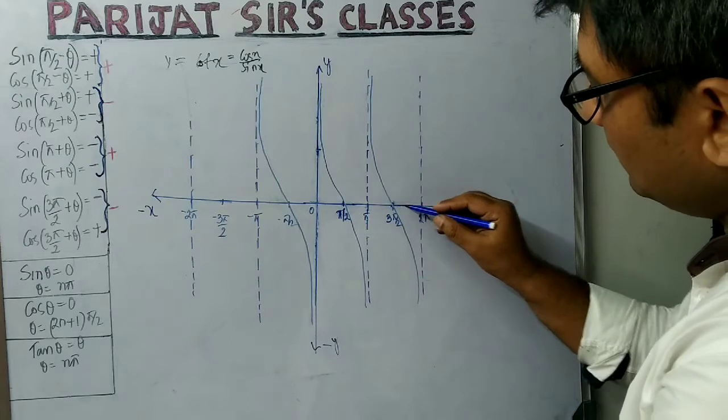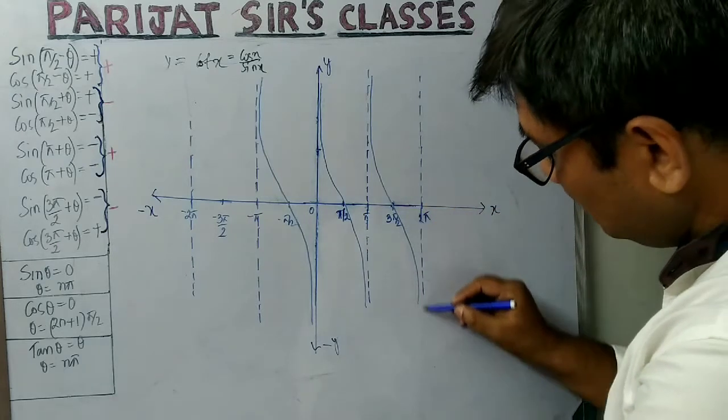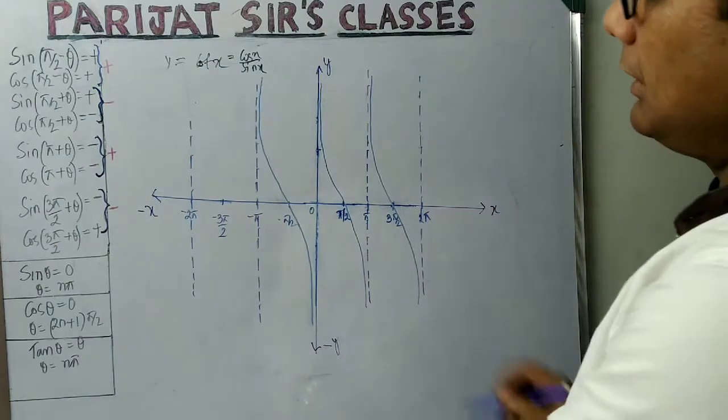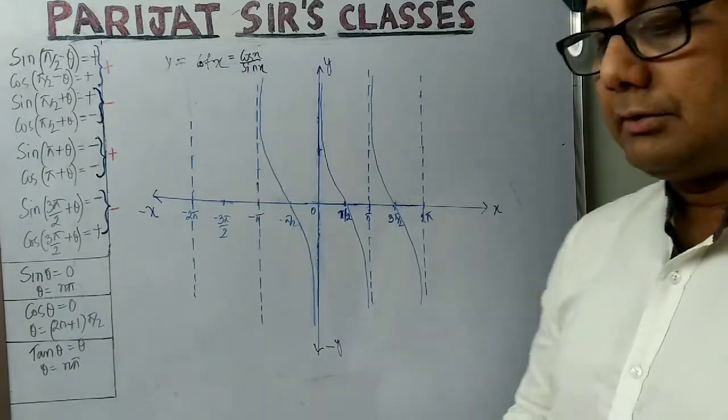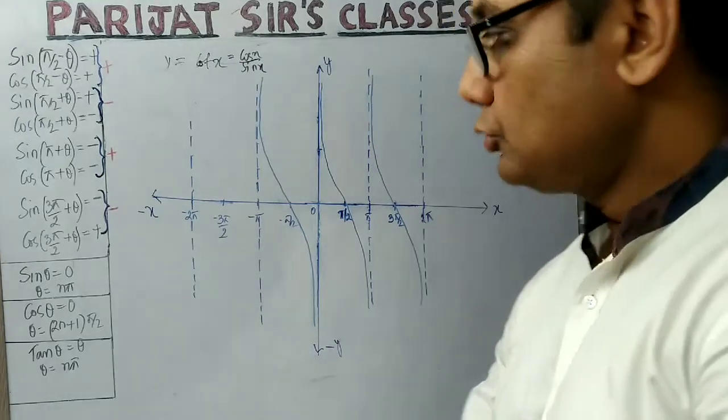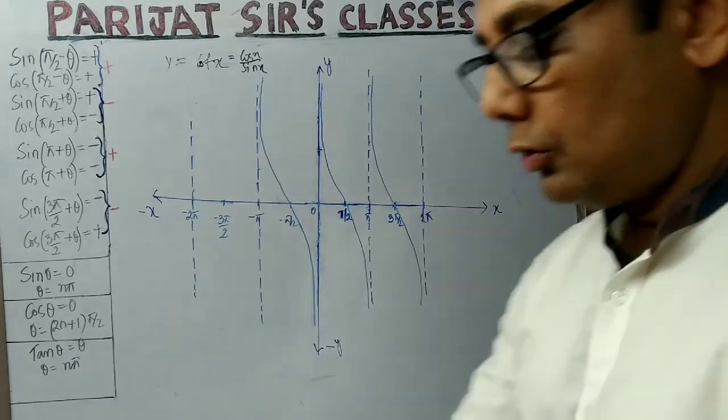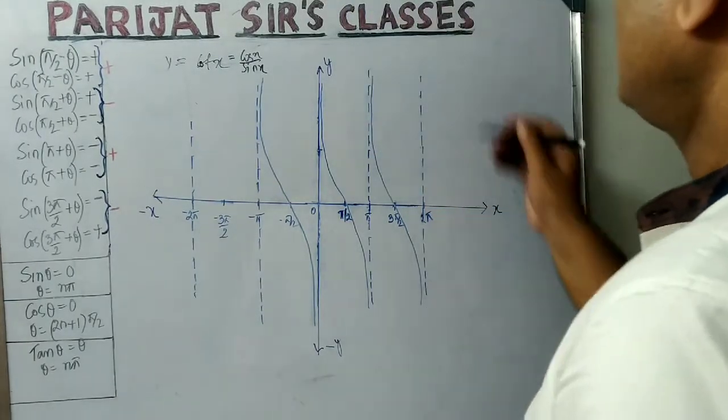So if I go from 3 pi by 2 plus theta, the result is negative. I am moving towards negative infinity. So this is the graph of y equal to cot x. Now I want to show you what is the domain and range of this.